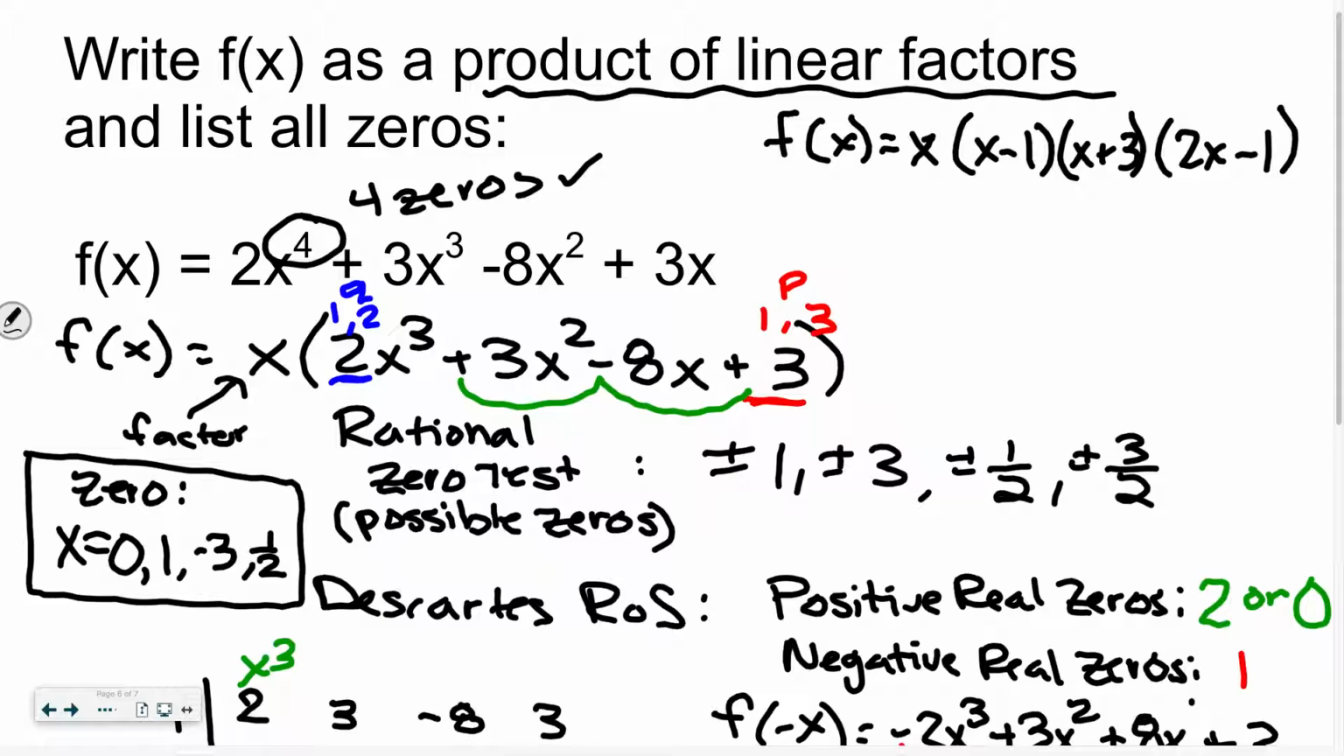No, 0 is not positive or negative. So you only have 2 positive zeros, 1 and 1/2, and you have the 1 negative. Yeah.